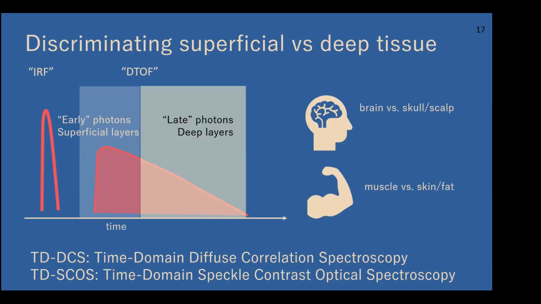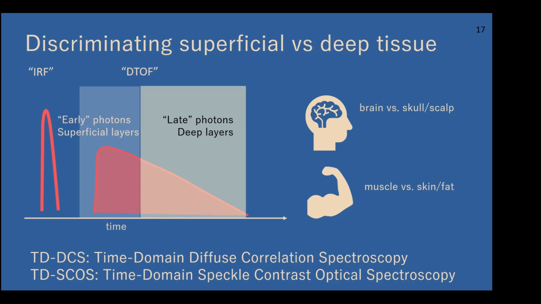But also importantly, it contains information about the layers. So earlier photons are going to correspond to photons that have mainly traveled shorter photon paths. So that would relate to more superficial layers, while late photons will relate to photons that have traveled much longer photon paths and therefore have a higher probability of having been through deeper layers.